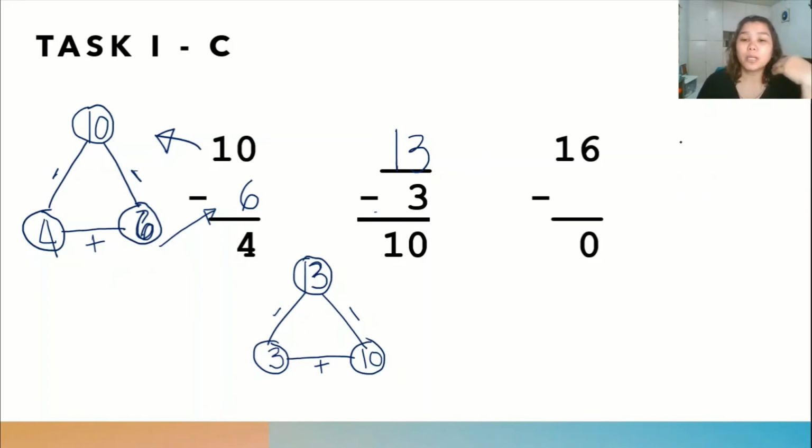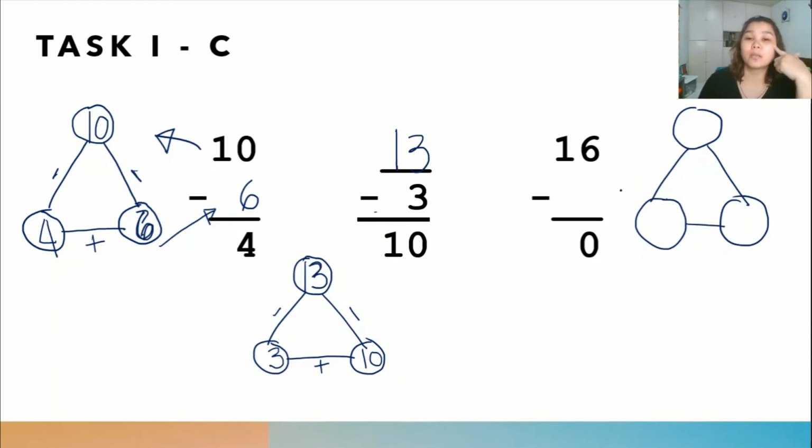Okay, next one, we have 16 minus blank equals 0. Okay, so what is the number to be used as our subtrahend so that our answer will be 0? So again, we have the minuend. So dito yan, the total number, and then the answer is 0. This is minus, and this is plus.